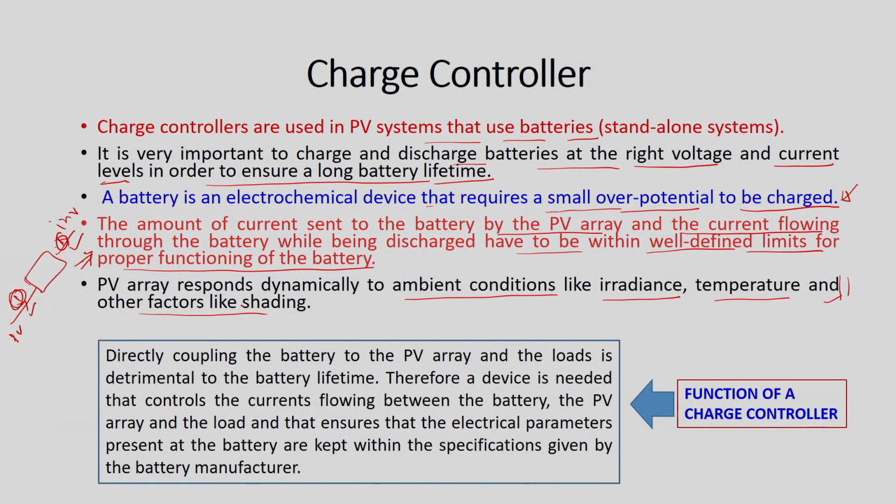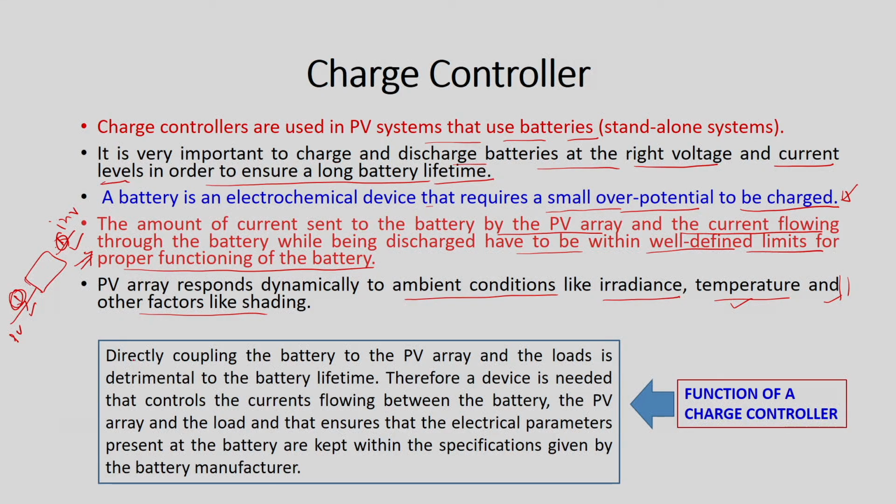So, these are very, very important things, because every time we are not going to get the same solar irradiance. Okay. So, it will vary with time. And also, when solar radiation increases, then temperature also increases. So, we need to think about many parameters for proper functioning of a solar PV standalone system.